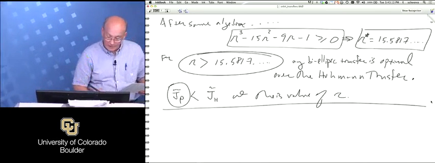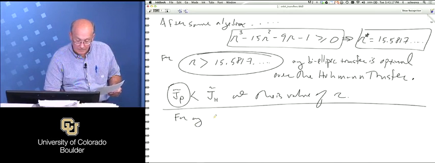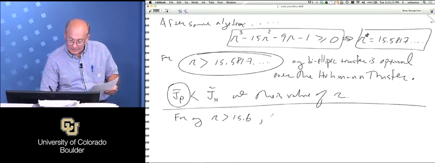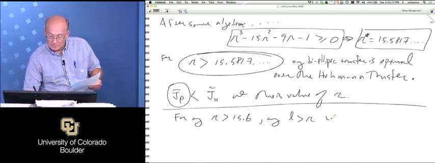So a couple things to note here. For any R greater than approximately 15.6, any L greater than R will reduce cost.